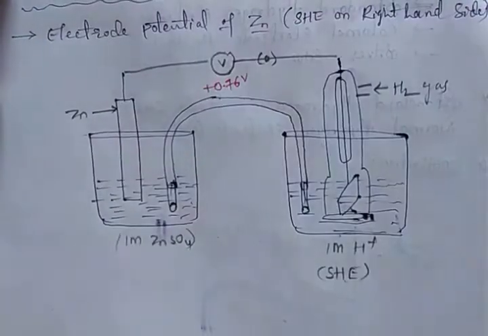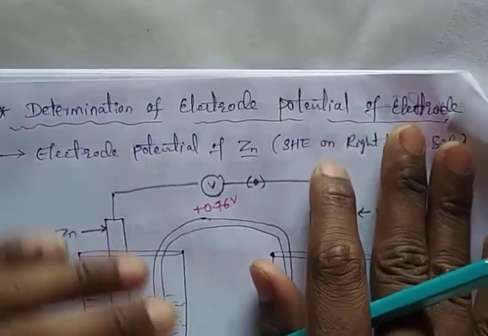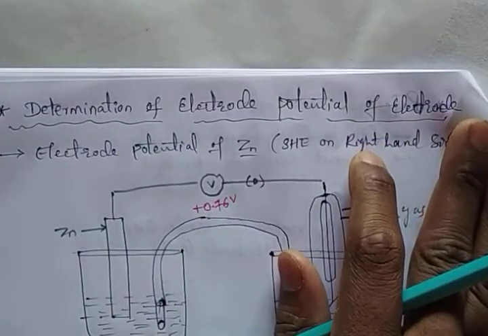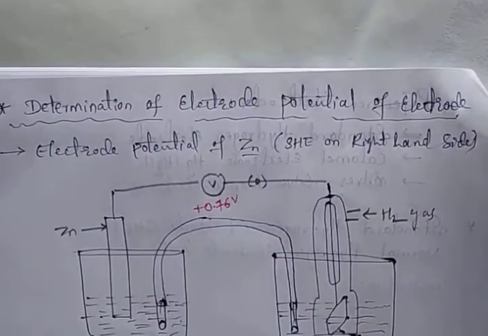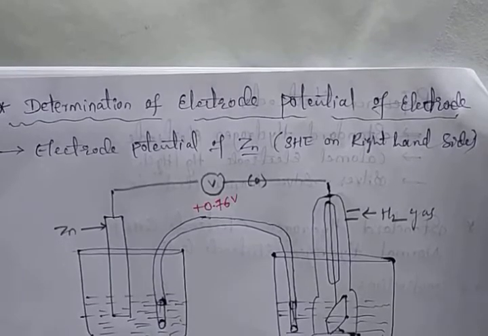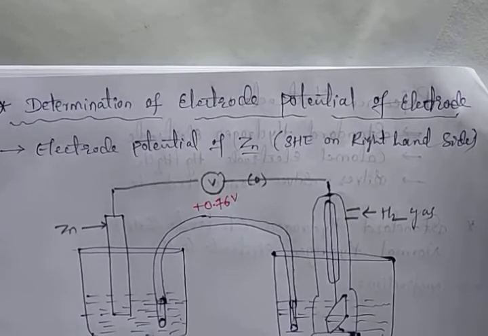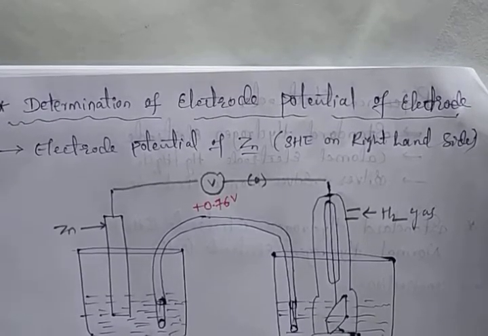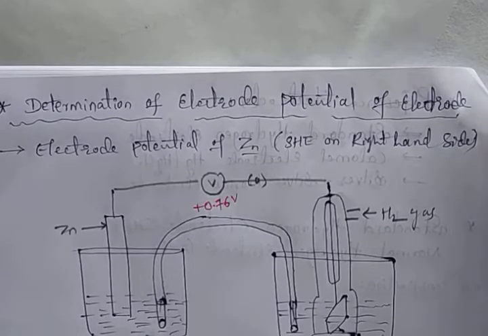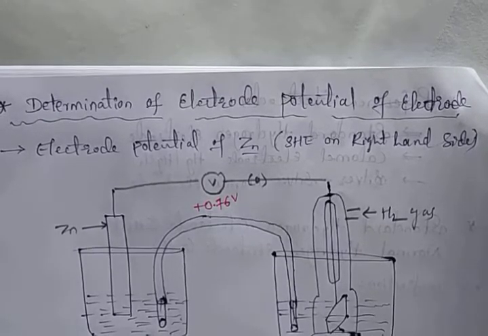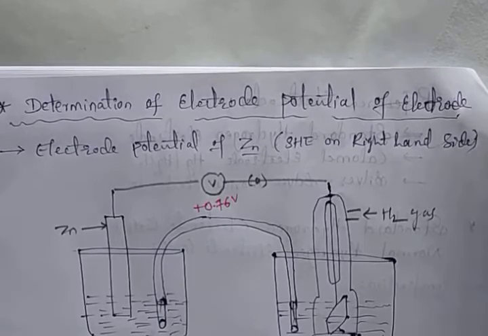Now let us move to the next concept: the determination of electrode potential of different electrodes. How are we going to measure the electrode potential value of a particular electrode? A simple concept. The electrode whose potential is to be measured is taken in its electrolytic solution and connected with the SHE.